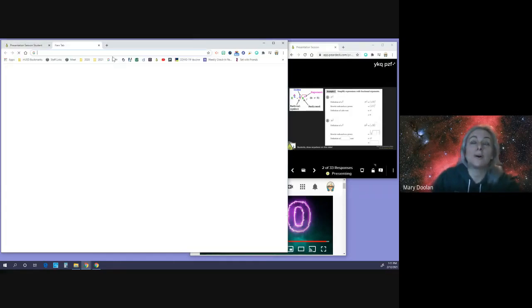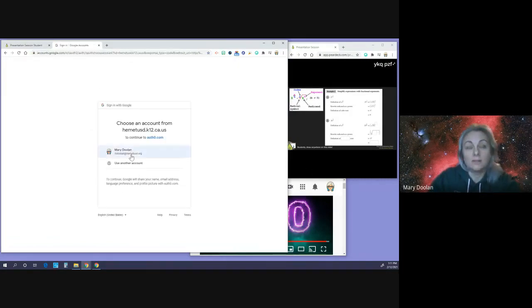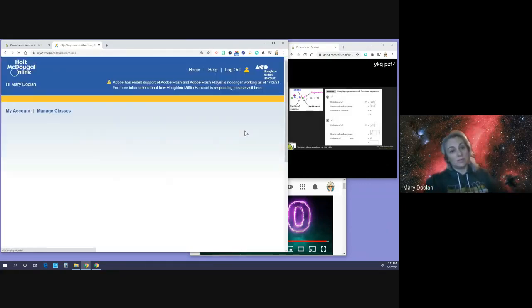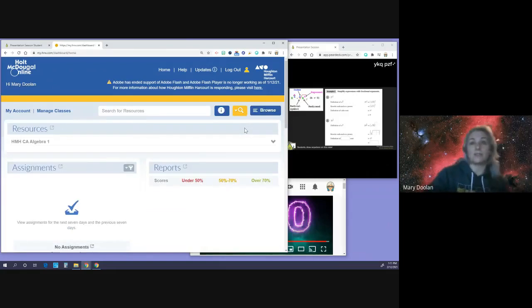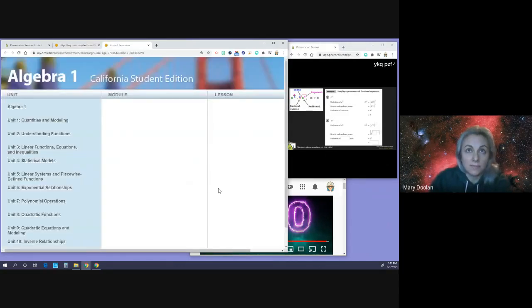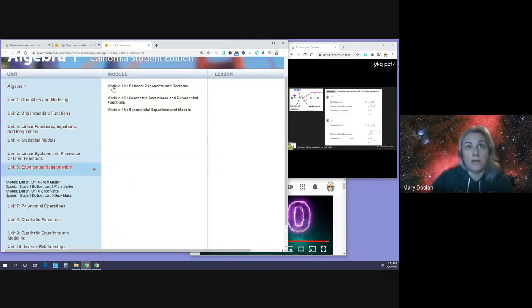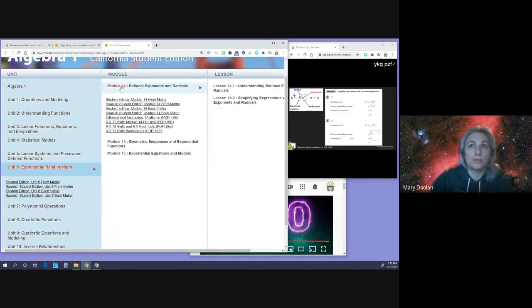So right now, we're just going to go into HMH real quick. You should be able to access your entire textbook digitally. I'll show you how to do that in case you forgot. Once you log in, you have your resources. You go to Student Resources, and then these are all of the units in the text. We are in Unit 6, and we're on Module 14 because our lesson is 14.1. If I click on Module 14, then that pops up 14.1.